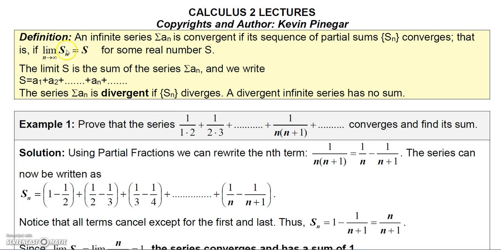That is, if the limit of s of n as n goes to infinity, where s of n is a sequence, equals some number s. So if this sequence converges, then the infinite series converges. So remember, the limit s is actually the sum of the series, and we write s as a1 plus a2 plus an, and so forth. So this series is divergent if the sequence of the partial sums diverges. Okay, and a divergent infinite series actually has no sum.